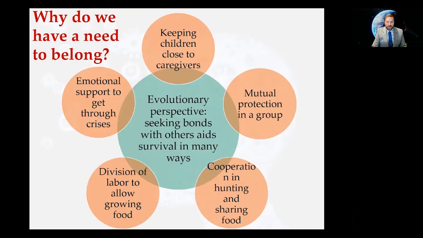Going along with the evolutionary perspective, here are some of the reasons why social affiliation works for us. From an evolutionary perspective, why do we need social motivation? Some of the ideas here: keeping children close to our caregivers, mutual protection in a group, cooperation for hunting and food sharing. This allows a division of labor to develop, and emotional support to get through crises. These are some of the reasons why evolutionary psychologists believe we developed a need for affiliation.